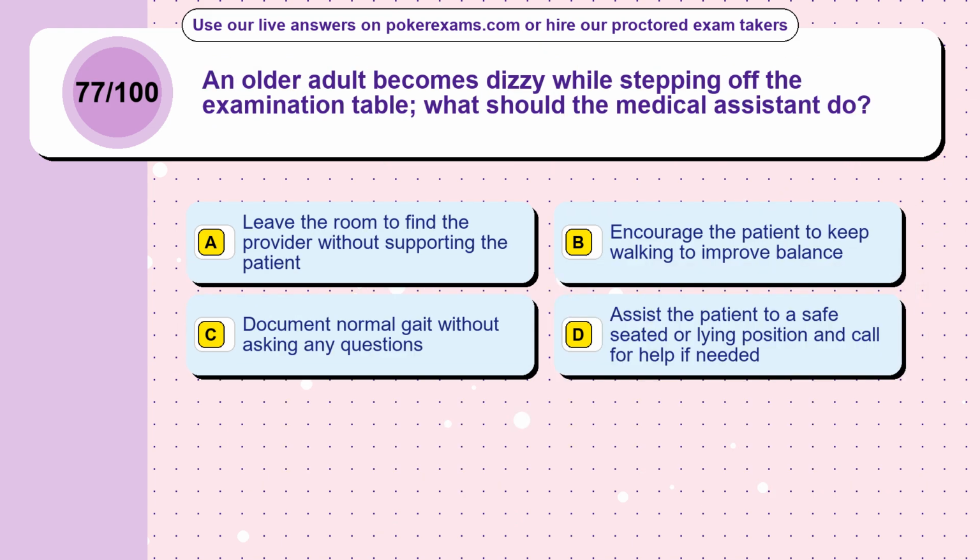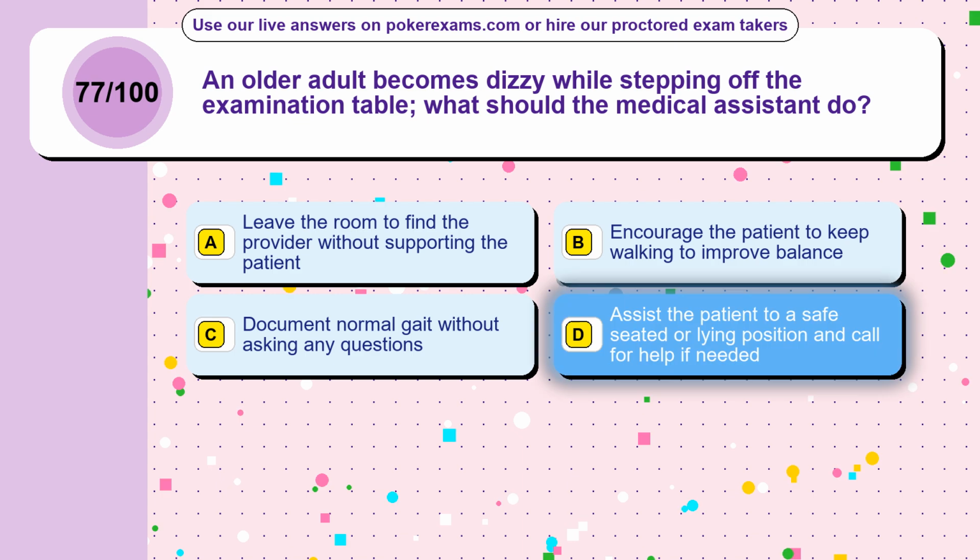Question 77. An older adult becomes dizzy while stepping off the examination table. What should the medical assistant do? Option A. Leave the room to find the provider without supporting the patient. Option B. Encourage the patient to keep walking to improve balance. Option C. Document normal gait without asking any questions. Option D. Assist the patient to a safe seated or lying position and call for help if needed.